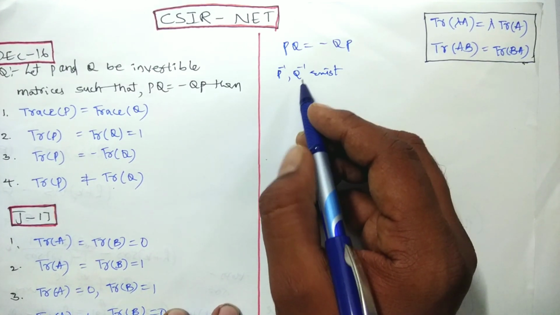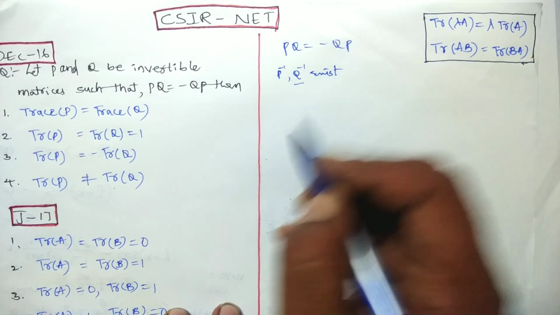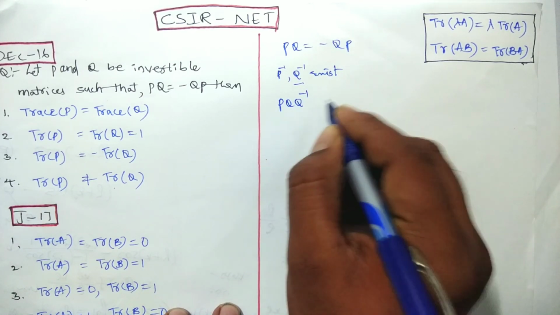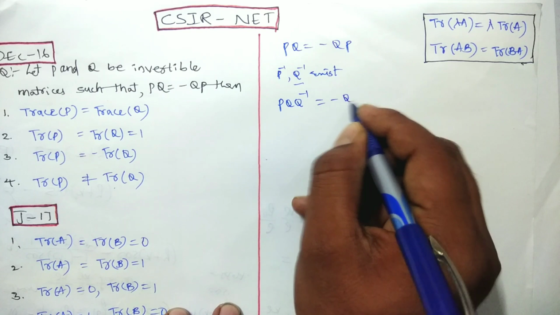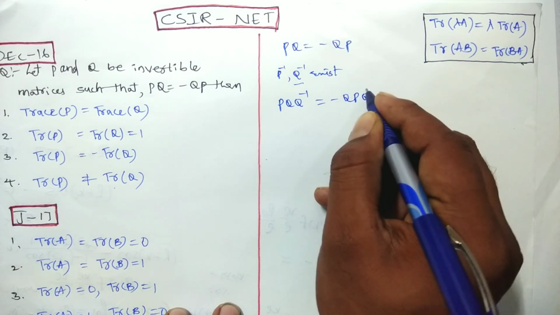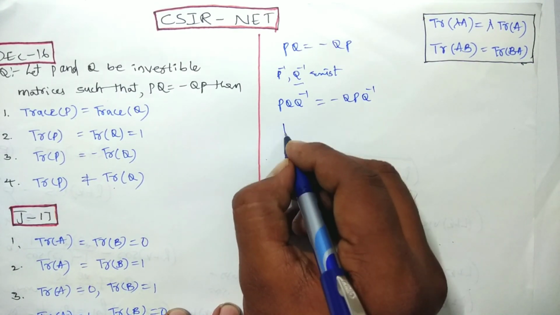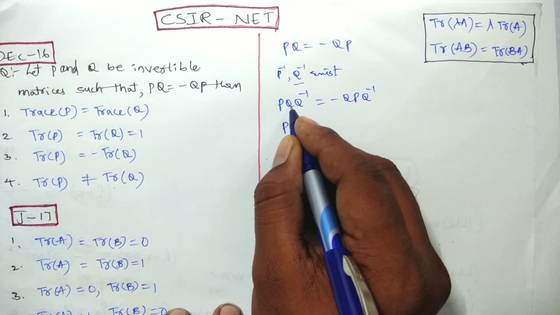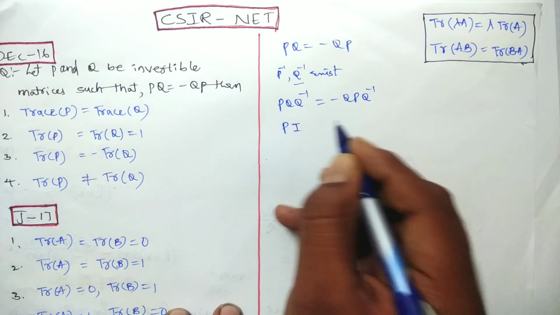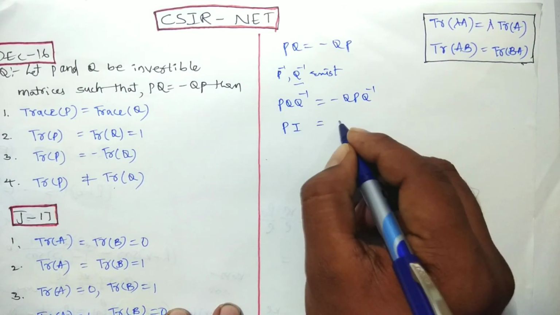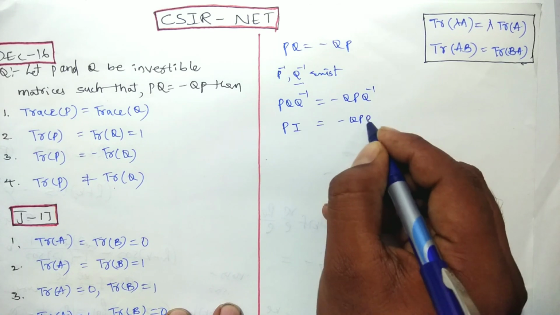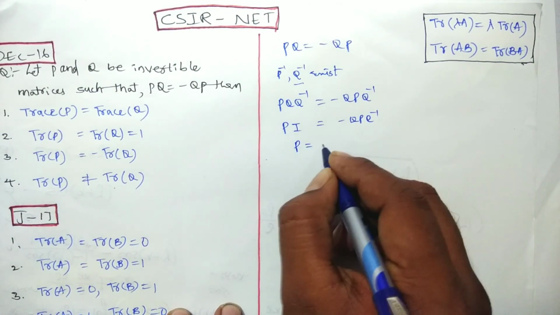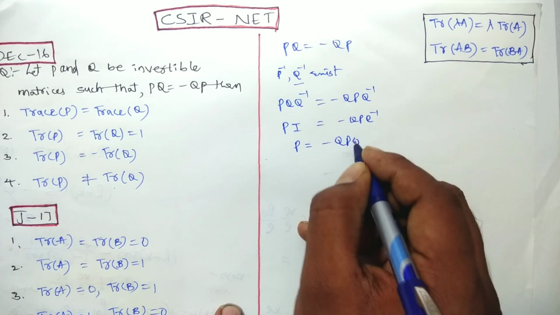Now here I am post-multiplying with Q inverse on both sides of the equation. What we get? P into Q inverse equals minus Q into P into Q inverse. Now here Q is a matrix and Q inverse is the inverse of the matrix Q. So Q Q inverse gives the identity matrix, which equals minus Q P Q inverse. P into I is P, so P equals minus Q P Q inverse.